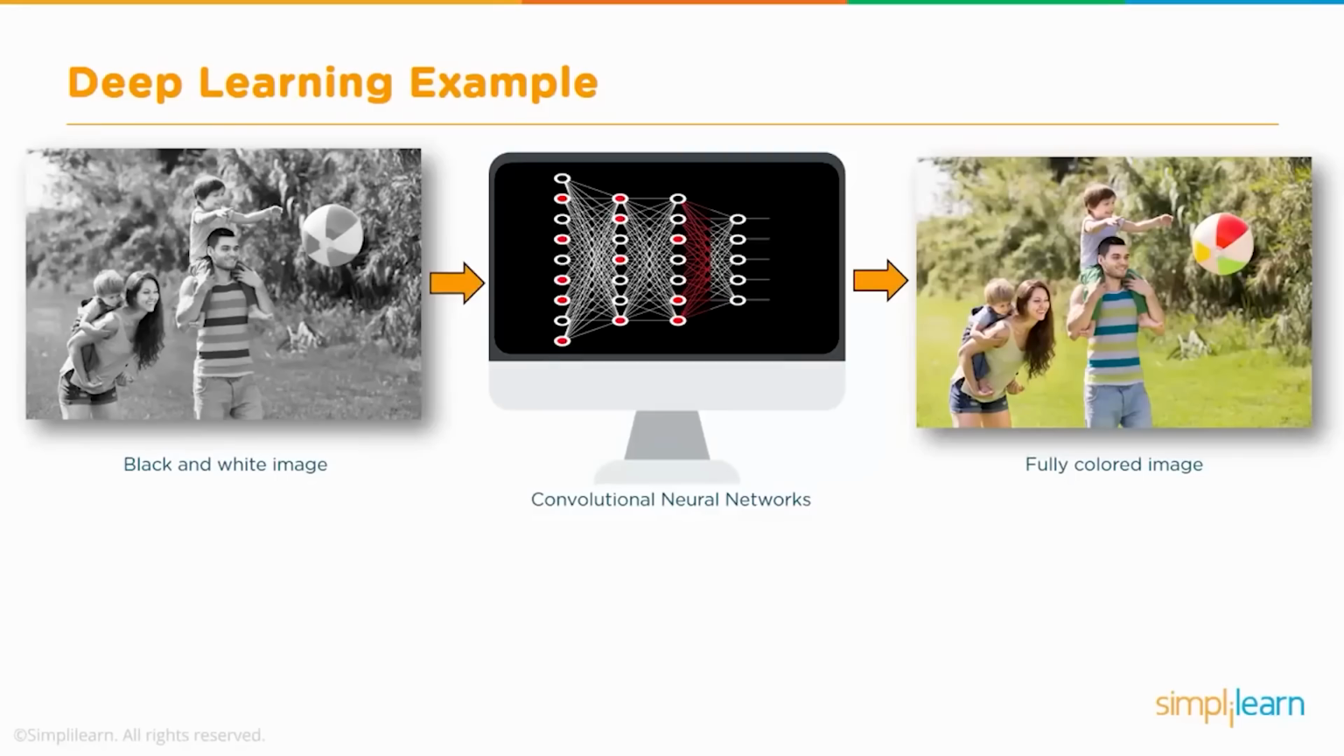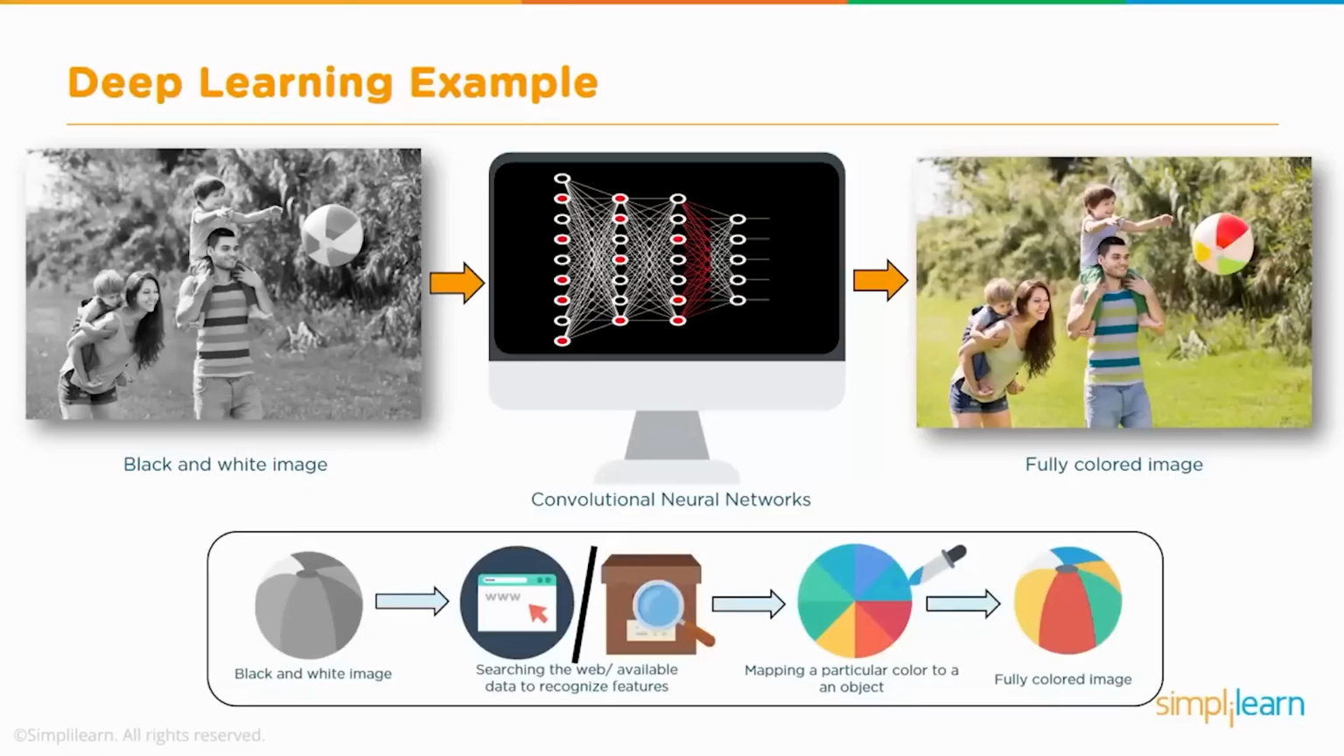And then we have an example of deep learning. In this example, we have a black and white image. It comes into, in this case, a neural network. Some people like to call it a magic box because it's hard to follow all that's going on in there. There's all these different weights and connections and nodes. And then it comes out and colors the beach ball, the people, the background.